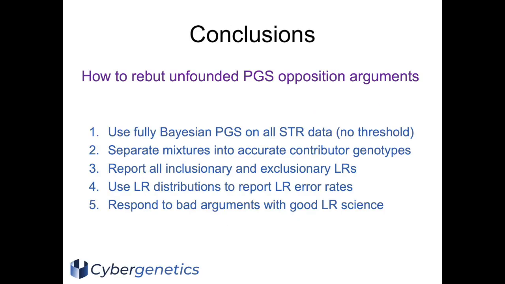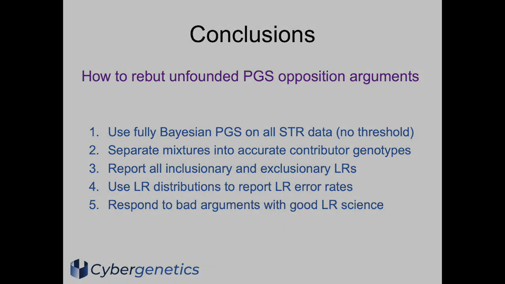When you get these unfounded attacks on better science that uses probability and probability modeling, here is how we respond. Use a fully Bayesian system like TrueAllele that uses all the data without thresholds. Let it separate the mixtures into accurate contributor genotypes. We report everything we find, inclusionary and exclusionary, and we use LR distributions to give LR error rates. Many times people will not report exclusionary results. They won't report inclusionary results. Maybe it makes sense with systems that can't report them, but it certainly doesn't make sense with systems that accurately classify. And of course, respond to bad arguments with good science.